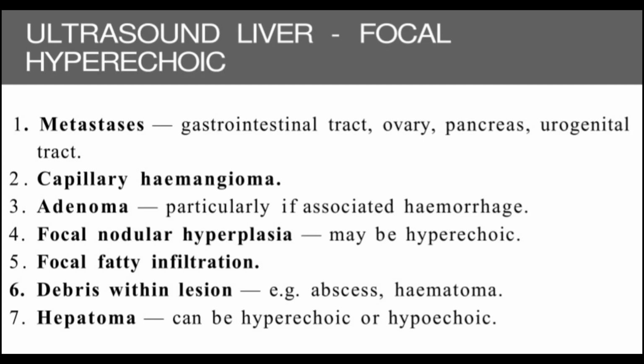In the second differential, there is capillary hemangioma. Hemangioma happens to be hyperechoic and it has its own typical appearance within the liver parenchyma, so it is easy to recognize. Adenoma is another differential, particularly when there is hemorrhage within the adenoma. Adenoma is usually seen in ladies who are on contraceptive pills. Usually it appears hypoechoic, but because adenomas are prone to hemorrhage, it then appears echogenic within the liver parenchyma.